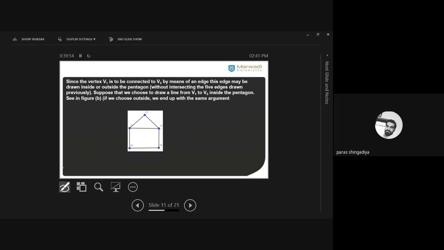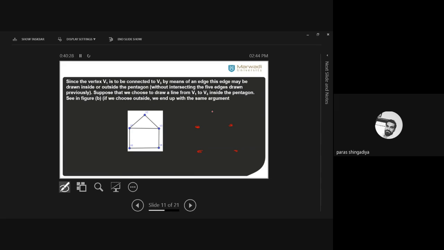In the next case, we'll now connect one more edge. We'll connect the remaining connection. Which connection do we consider here? V1 to V3, because V1 to V2 is already connected. Now which connection is remaining? V1 to V3. Let's connect this connection. Since the vertex V1 is connected to V3 by an edge, this edge may be drawn inside as well as outside. So there are two possibilities to connect it.